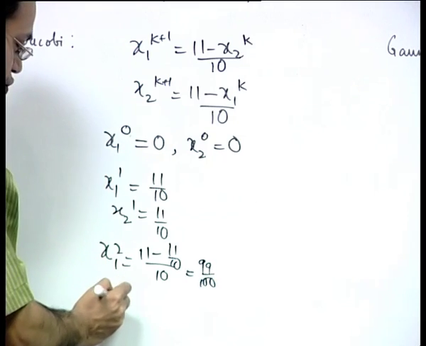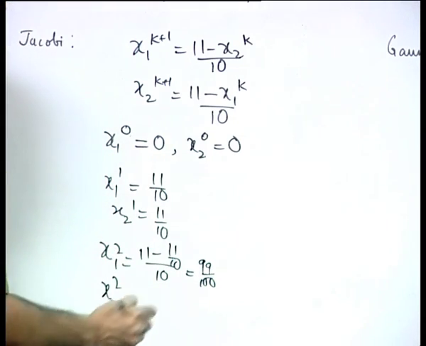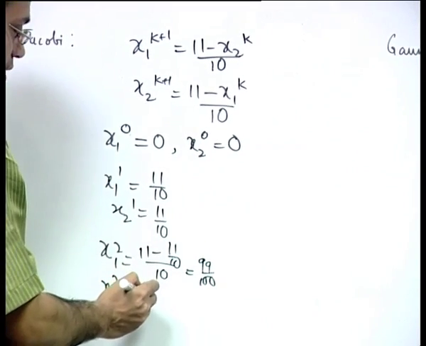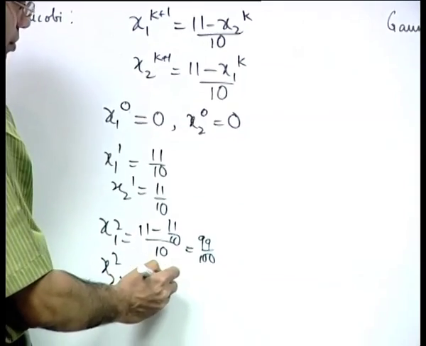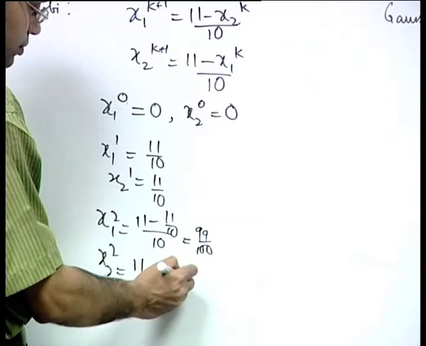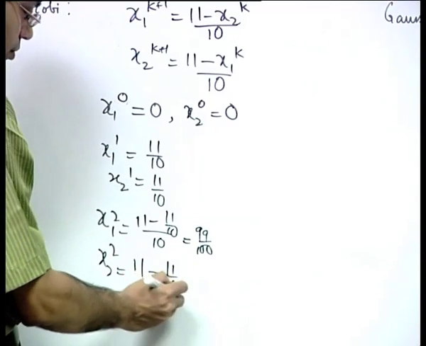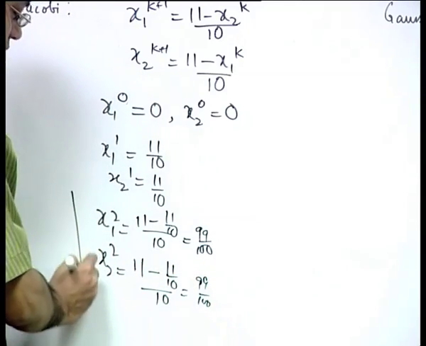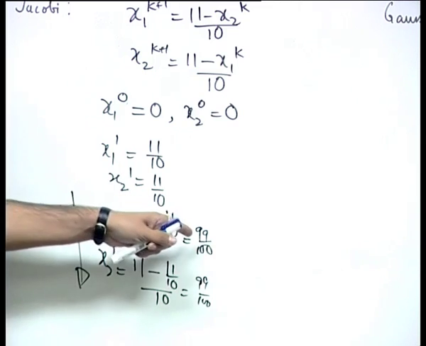Then x2 2 is equal to 11 minus x1 1 by 10, that is 99 by 100. So, this is converging to 1 and 1.